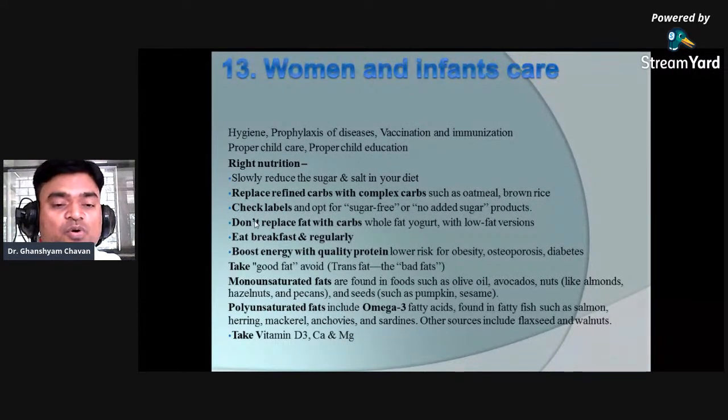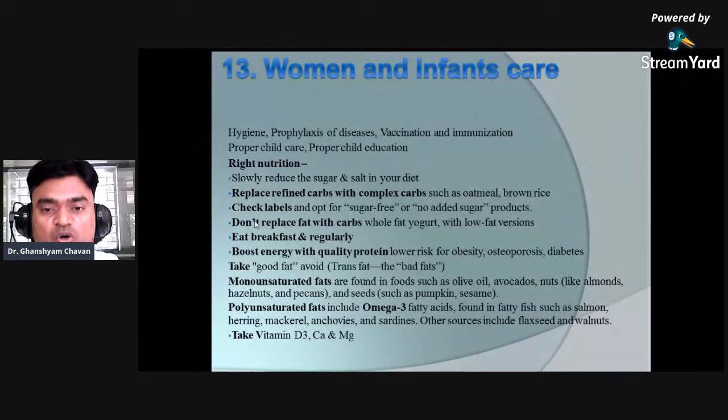Now, monounsaturated fats are found in foods such as olive oil, avocados, nuts like almonds, hazelnuts, and pecans, and seeds such as pumpkin and sesame. So we must include all these nuts and fruits in our diet to increase their food value.